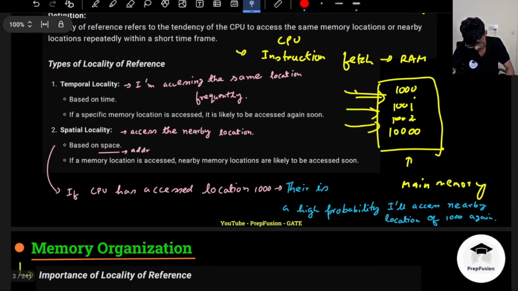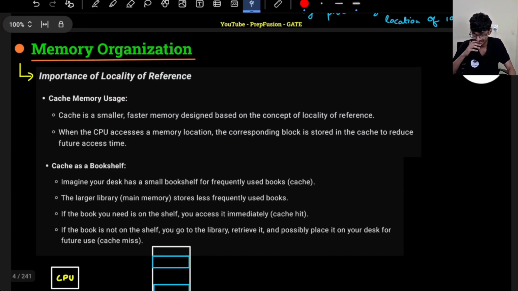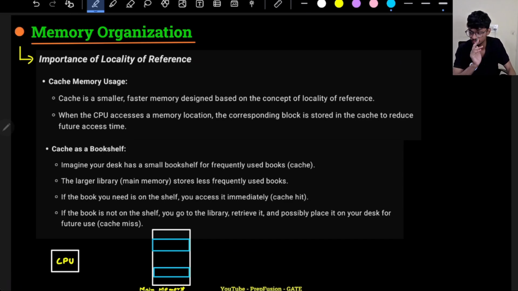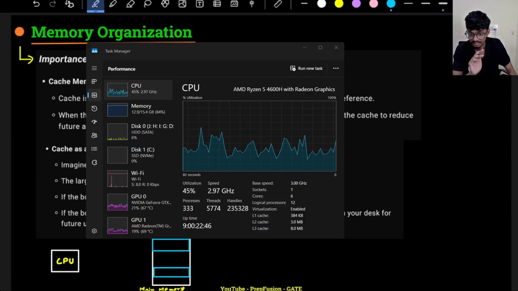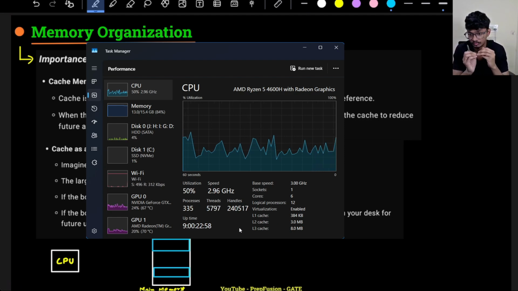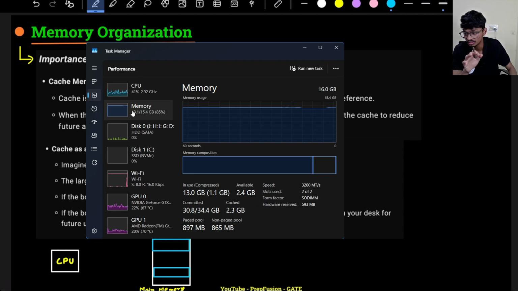Now, whatever I have explained, those things are written over here. Basically, the importance of cache memory and the importance of locality of reference in cache memory. Cache memory is the on-chip memory that is attached to the CPU, so it is very near to the CPU. That's why, if I show you the task manager, there is no separate tab for the cache memory. If I go into the CPU tab in the task manager, cache memory is directly here, L1 cache. So it is stored very near to the CPU. This memory, however, is not stored near to the CPU.